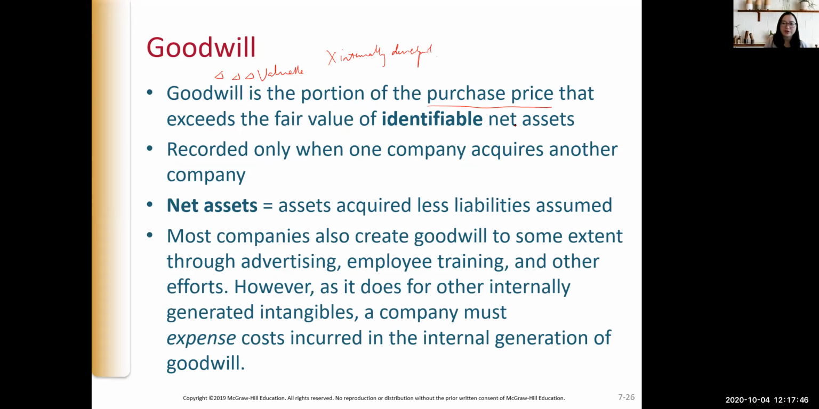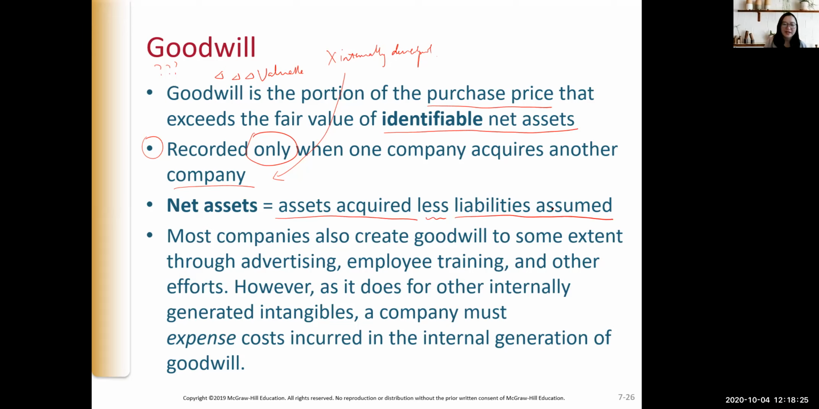Goodwill is the portion of the purchase price that exceeds the fair value of identifiable net assets, and it's recorded only when one company acquires another. Like I said, it cannot happen when you're developing your own goodwill, okay? And then how do we determine how much goodwill there is? First of all, we need to understand the net assets of the acquired company. The net assets of the acquired company equal the assets of that company minus the liabilities the company comes with.